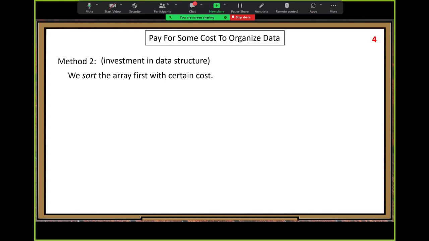How to organize the data? We sort the array first with certain cost. We need to pay something. We sort the array. We need to use a certain number of comparisons to sort the given array. That's the cost. The number of comparisons we use to sort the given array, that's the initial cost. Data preparation cost.